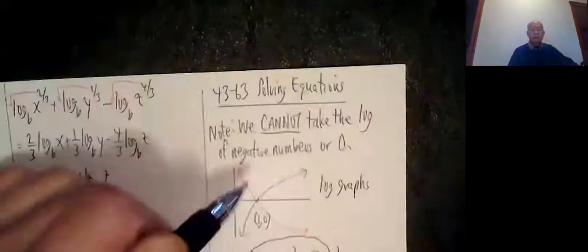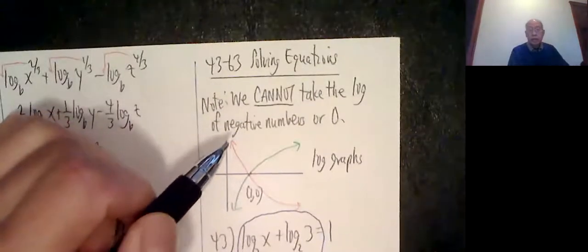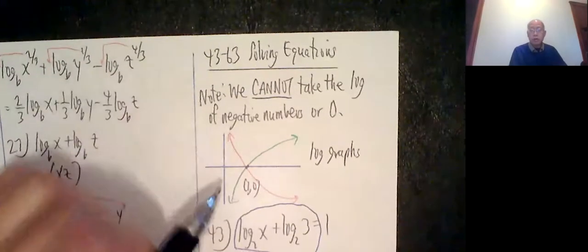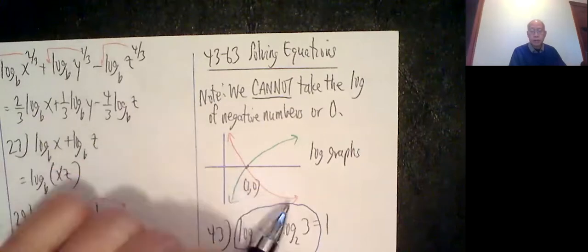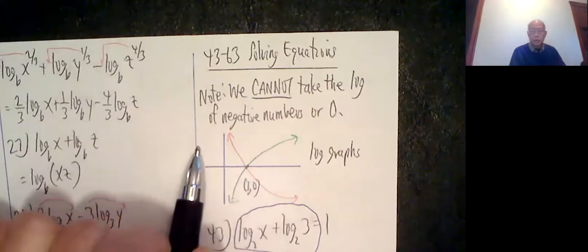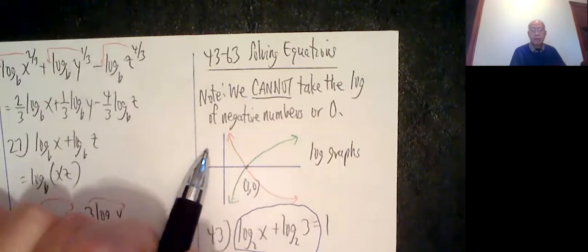Okay, now we have some problems in solving equations. And a quick note that we cannot take the log of a negative number or 0. If you recall, the log graphs either look like this or like this. The graph was only in quadrants 1 and 4. That means x is positive. So x can never be negative. We have to keep that in mind when we're solving these.